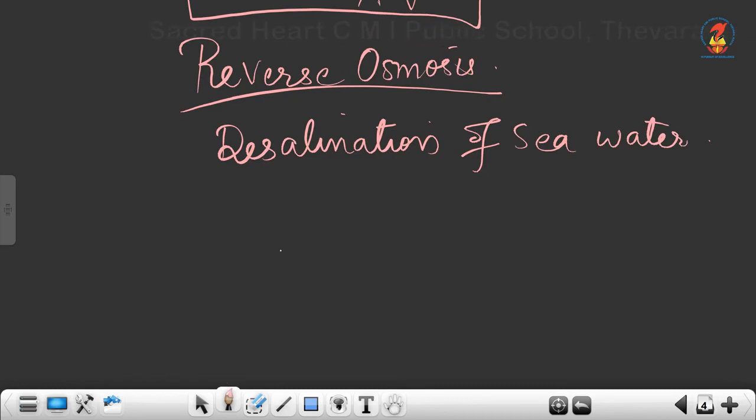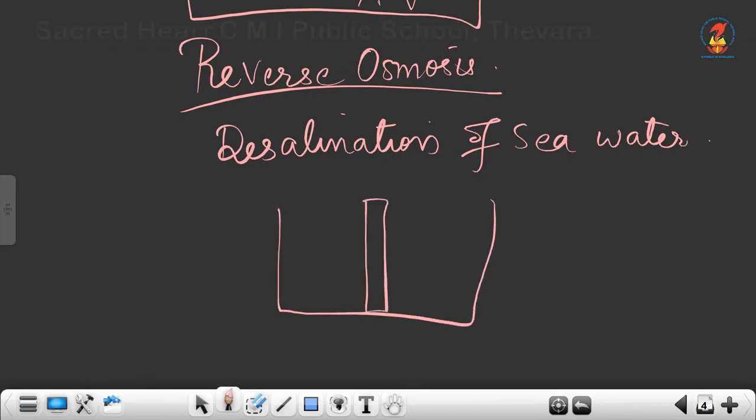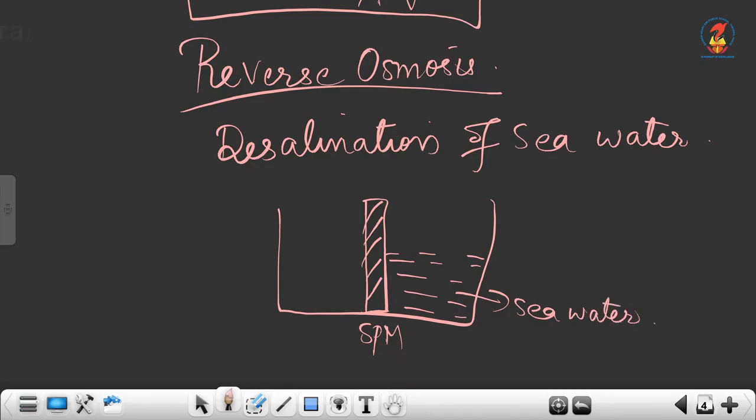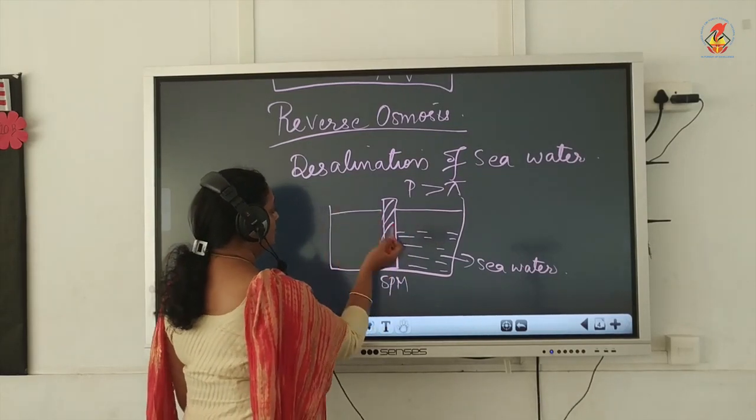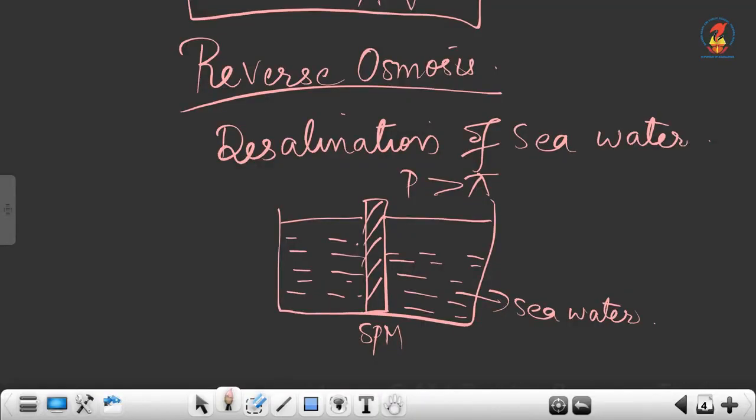Suppose we have two containers separated by a semi-permeable membrane, and this container contains our seawater. Now, I am applying a pressure greater than osmotic pressure pi to this solution side. Now we can see from the solution, solvent will pass to this beaker and we get here pure solvent, means pure water.